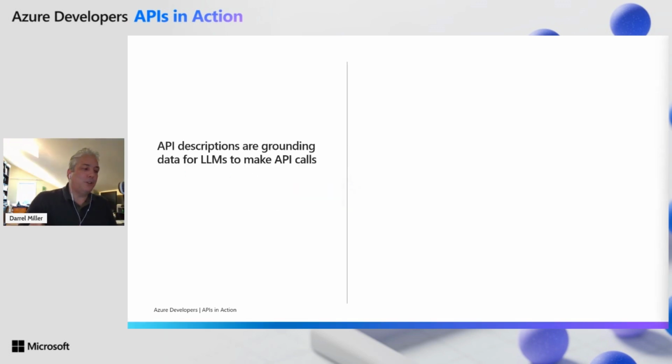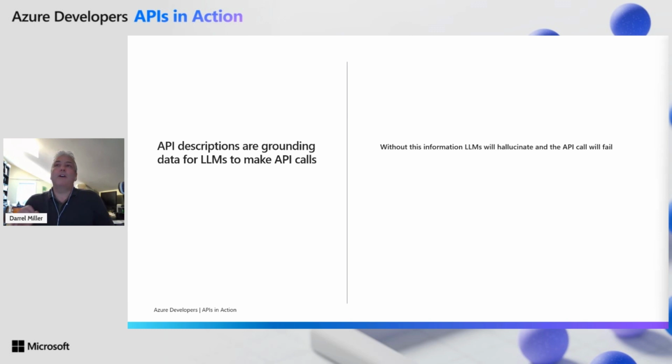AI orchestrators use the information that they find in API descriptions to provide grounding data for API calls. Without that grounding data, LLMs will hallucinate. It's what they're designed to do. That's why you can give it text prompts and it will create funny images and it will create stories for you based on just a few sentences.